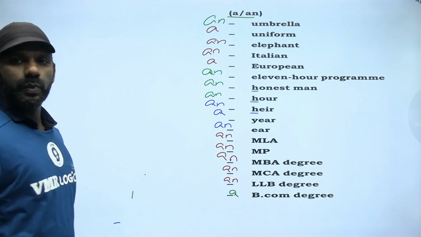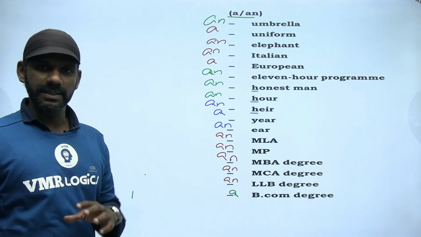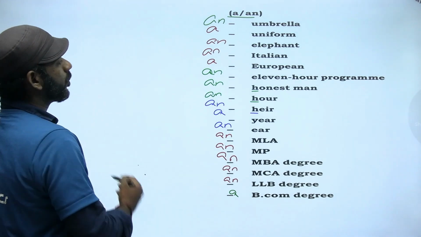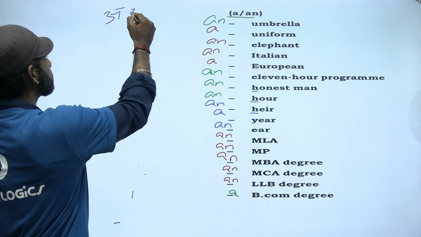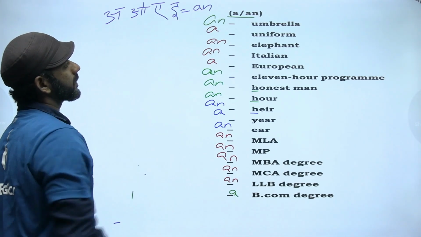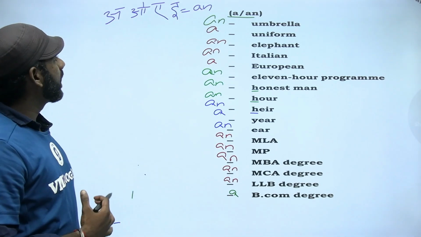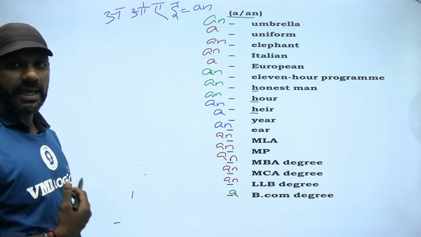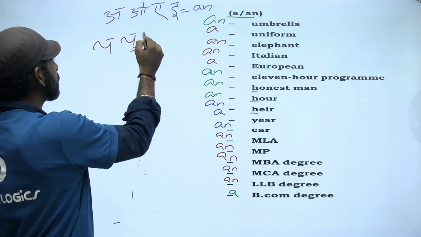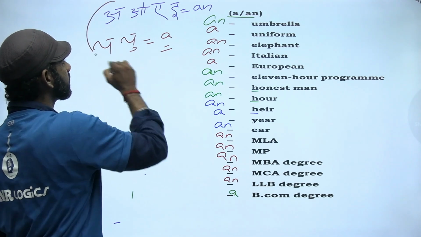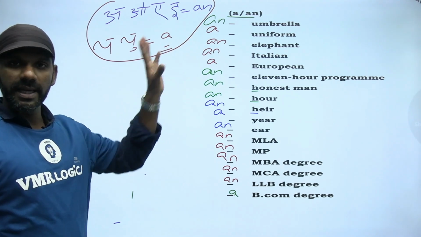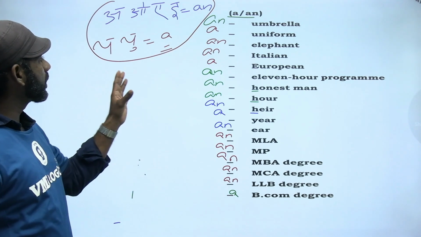Right. Now, as I told you, an is not used in front of vowel letters, an is used in front of vowel sounds. Just keep this in mind. If a word begins with a sound A, O, A or E, we have to use an. If a word begins with a sound Ya or U, we have to use A. This is the rule.